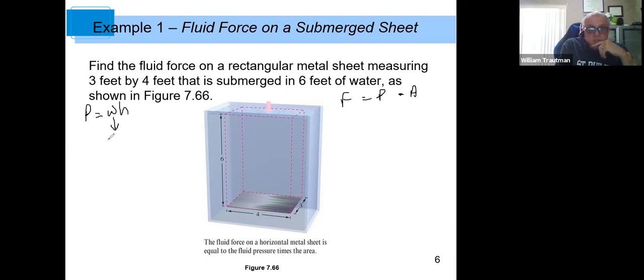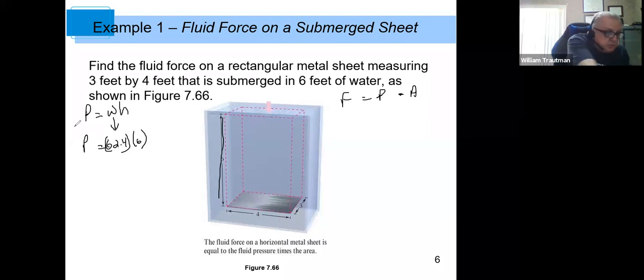Here it does tell you submerged in water. So the density in water, what did we say it was? 62.4. And the depth in water, 6 feet. You see the plate is submerged 6 feet. So pressure equals 62.4 times 6, which is 374.4.